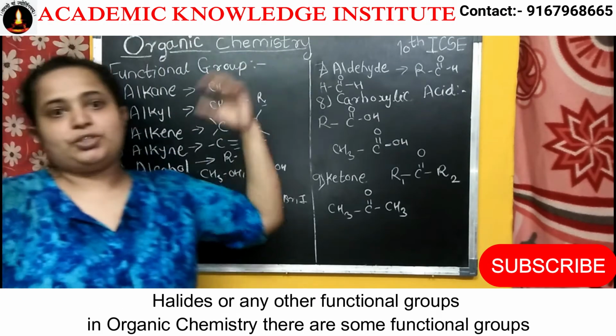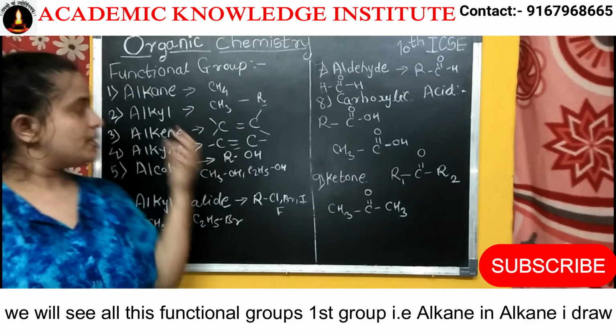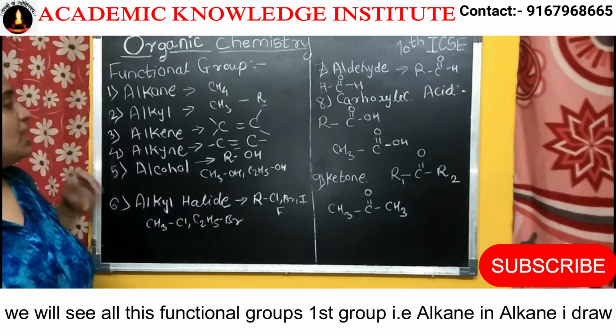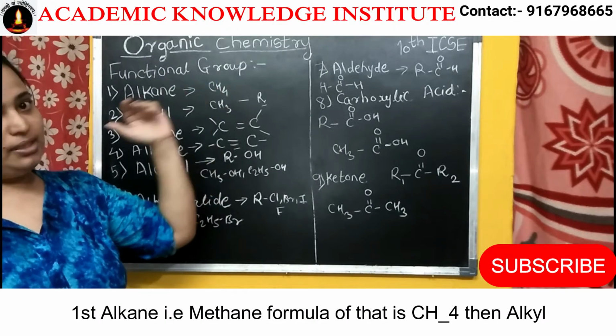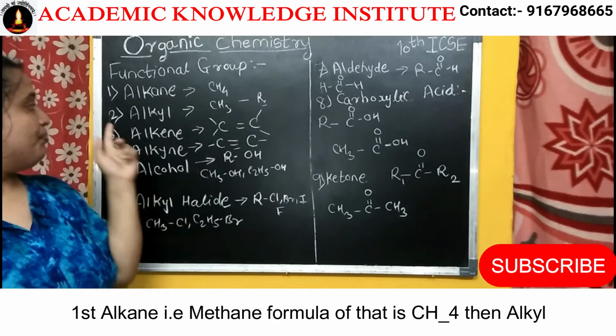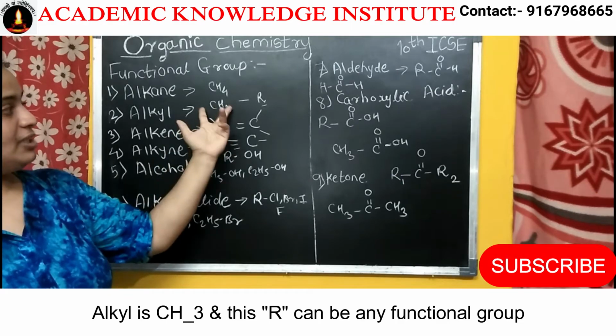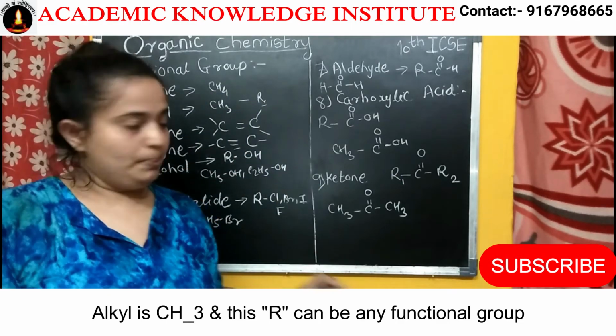In organic chemistry there are some functional groups. We will see all these functional groups. The first group is alkane. In alkane I draw the first alkane, that is methane. The formula of that is CH4. Then alkyl is CH3, and this R can be any functional group.